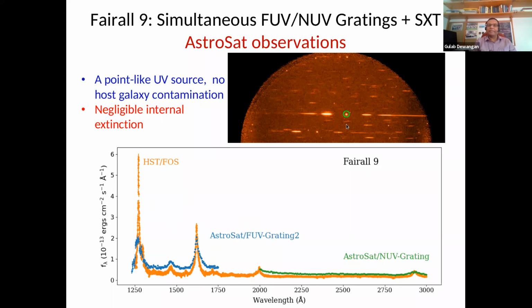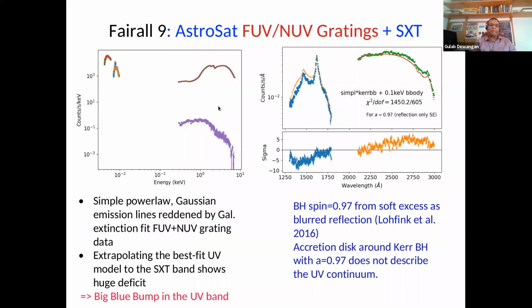And this is the dispersed ultraviolet image of this field. When you try to describe the ultraviolet spectrum and compare it with the X-ray data with a simple power law, the X-ray is much lower in intensity. So that tells there is some kind of UV bump, and that's the evidence for the big blue bump in this AGN.